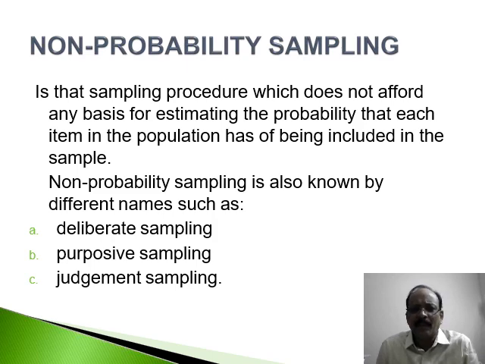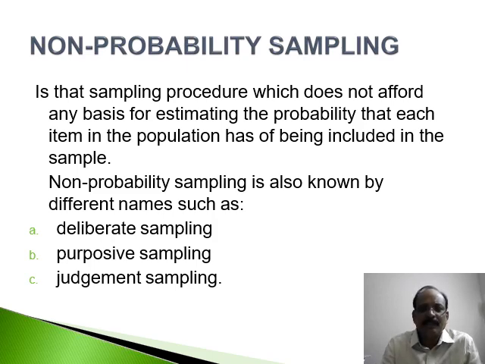And what is non-probability sampling? It is a sampling procedure which does not afford any basis for estimating the probability that each item in the population has of being included in the sample. Non-probability sampling is also known by different names such as deliberate sampling, purposive sampling, judgment sampling.